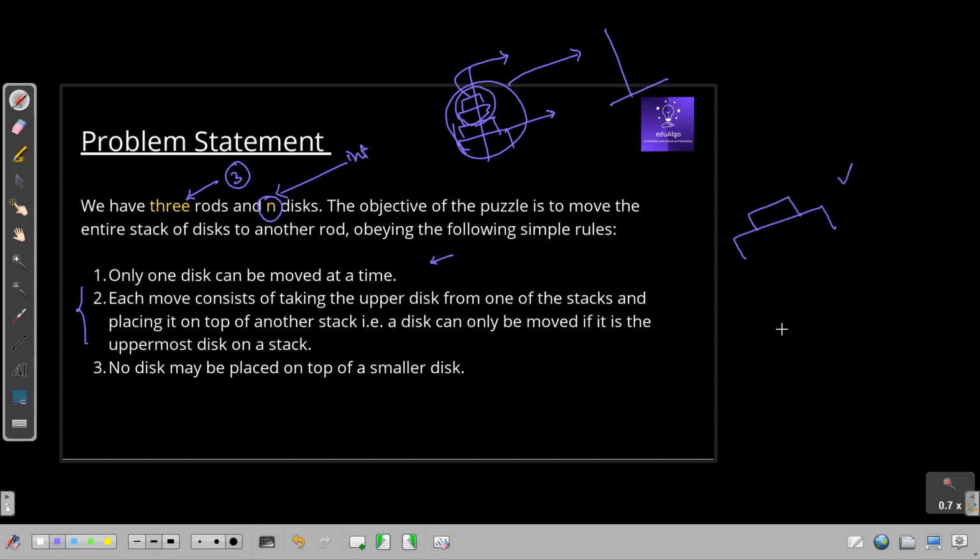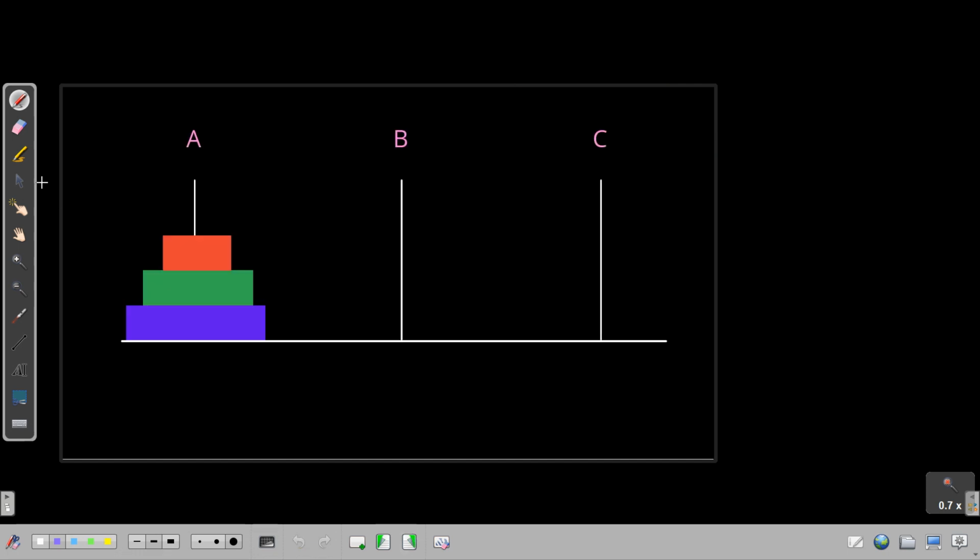That means a bigger disk can't be placed on top of a smaller disk. We always have to place the smaller disk on top of a bigger disk. So here we have to move all of our disks using only three rods. There is an illustration here, so you should understand it. We have three rods A, B and C, and we have to move all of these three disks to this place.